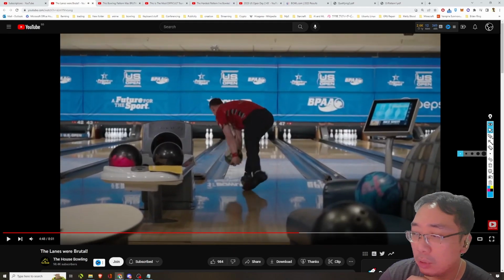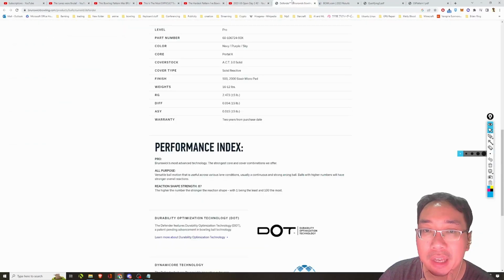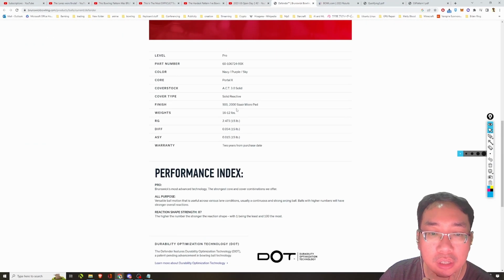Ball choice there, Packy was using a Brunswick Defender. If we look at the Brunswick Defender stats, it is actually an asymmetric ball, solid reactive. So he's going for the solid cover stock, the standard matte cover stock with 500 to 2000 grit. And he's probably bowling with a 16 or 15 pound ball. So the RG is kind of on the lower end.